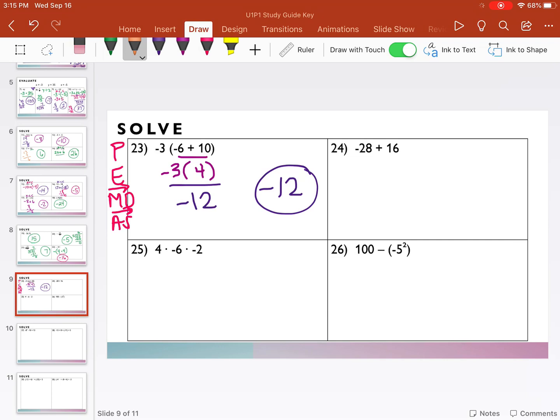Number 24, just an addition problem, different sign subtract, so 28 minus 16 leaves me with 12. The bigger number was the negative 28, so it's a negative 12.